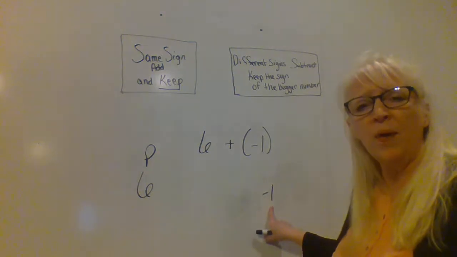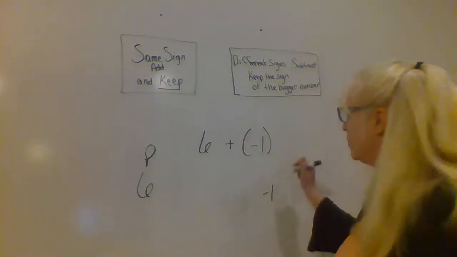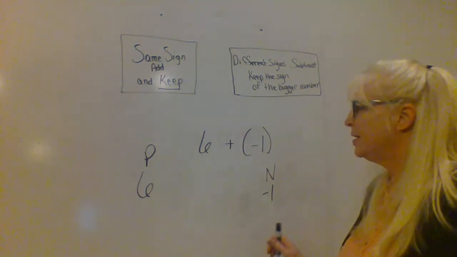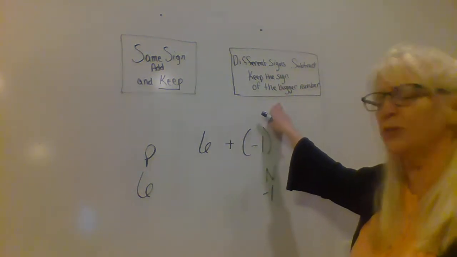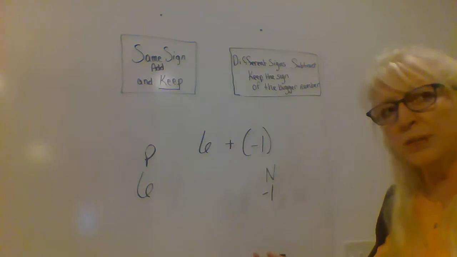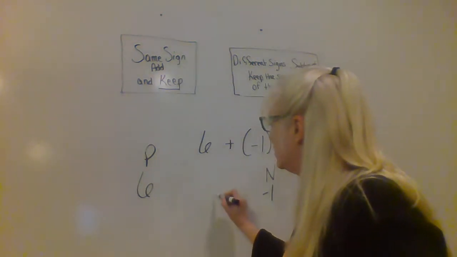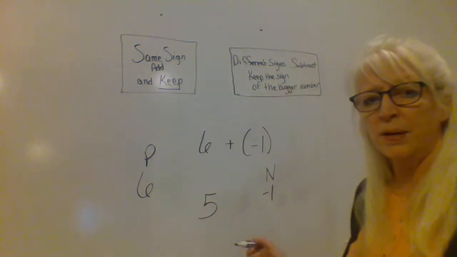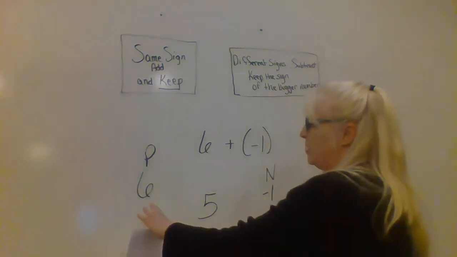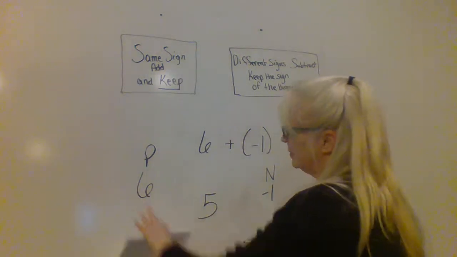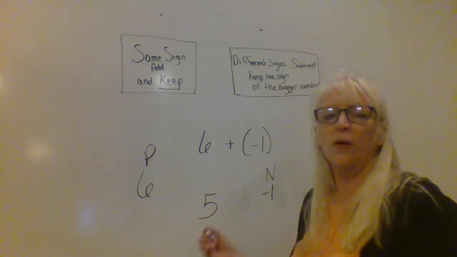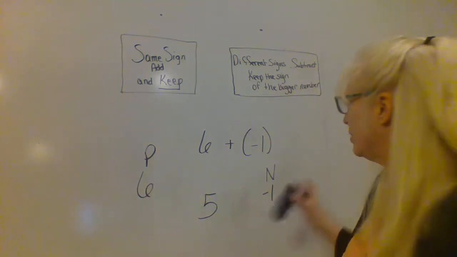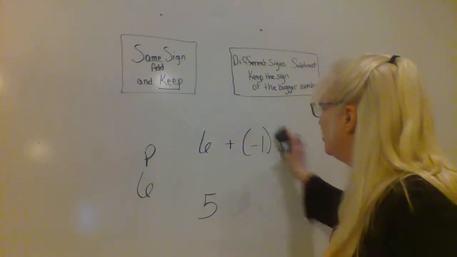And then my 1 has a negative in front of it, so I'm going to put an N here for negative. So these are different signs, so I'm going to use my different sign subtract rule. And 6 and 1, if I subtract them, is 5. And then it says, keep the sign of the bigger number. Well, which number is bigger, 6 or 1? 6, yes. And so it's positive, so I can either write plus 5, positive 5, or I can just write 5. And both those are correct, so just 5.